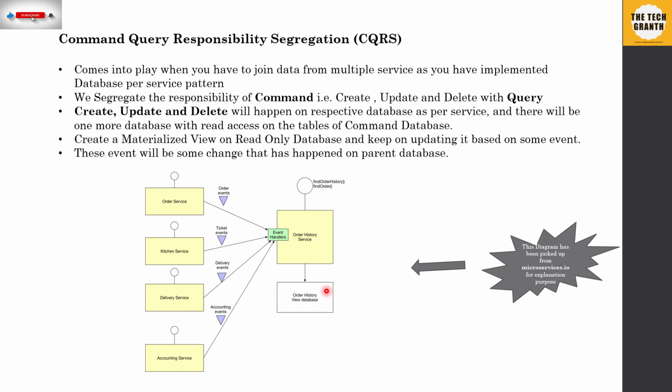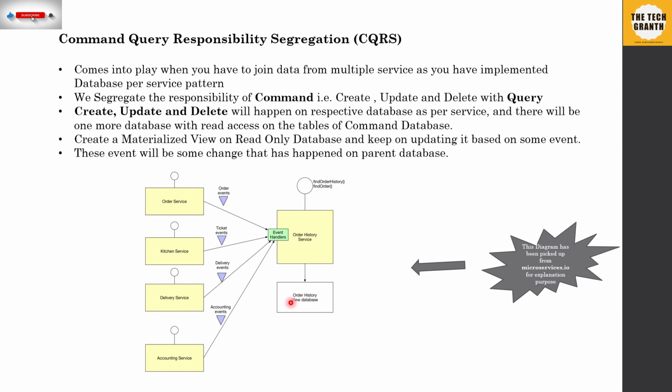This database will have the materialized view that we were talking about, and this materialized view will be updated as and when this event is fired through this event handler. So if there is an update, delete, or create on the delivery service, an event will be fired, and it will say that if there is any materialized view which deals with the table I have just updated, you update that as well. So that is how this update will happen.